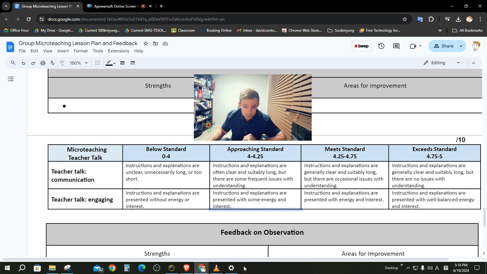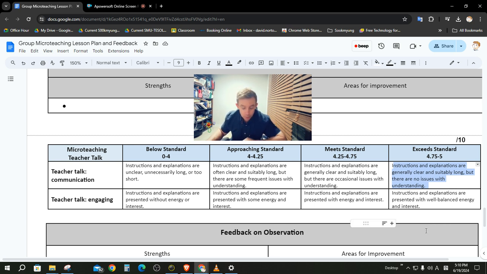while we're in the business, let's look at your rubric for micro teaching. So the instructions, teacher talk, instructions and explanation are generally clear and suitably long. No issues with understanding. Right, so super clear what's happening. Everybody knows exactly what to do. The teacher talk, in other words, is well planned out.